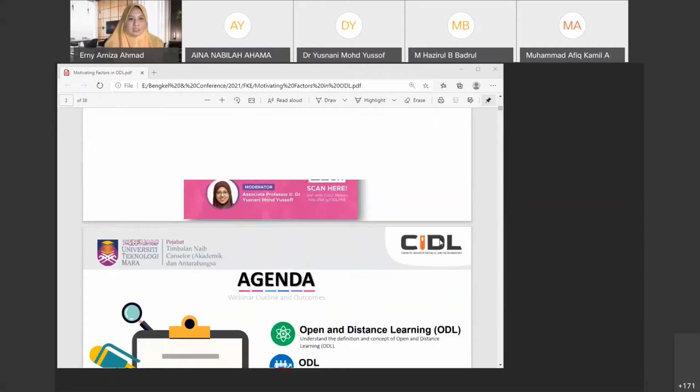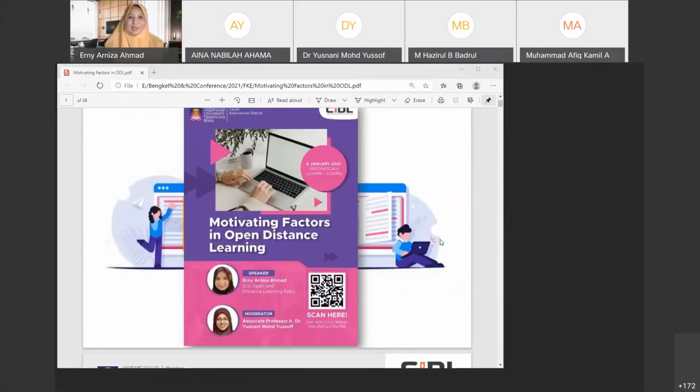So this is me. I'm Erny Arniza binti Ahmad, just a senior lecturer at the Faculty of Computer and Mathematical Sciences, from the Department of Computer Technology and Networking. But my passion is on educational technology. Previously I was a fellow of the Open and Distance Learning Collaborative Group at the CITL UiTM Shah Alam.